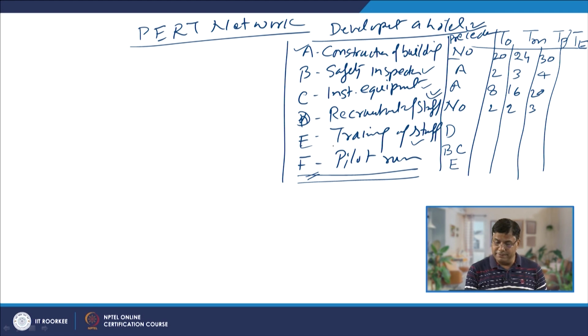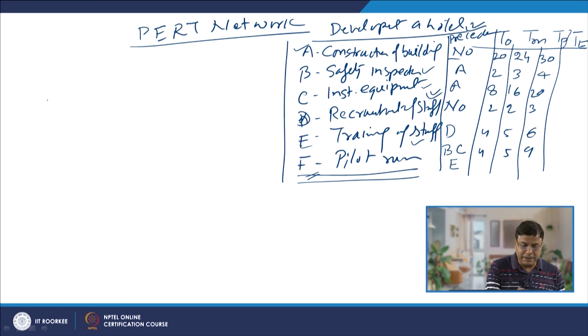Then for activity A, training of the manpower, the optimistic time is 4 days, the most likely time is 5 days, and the pessimistic time is 6 days. And then we have the last one, the pilot run, which needs 4 days as the most optimistic time, then 5 days, and then 9 days is the pessimistic time.